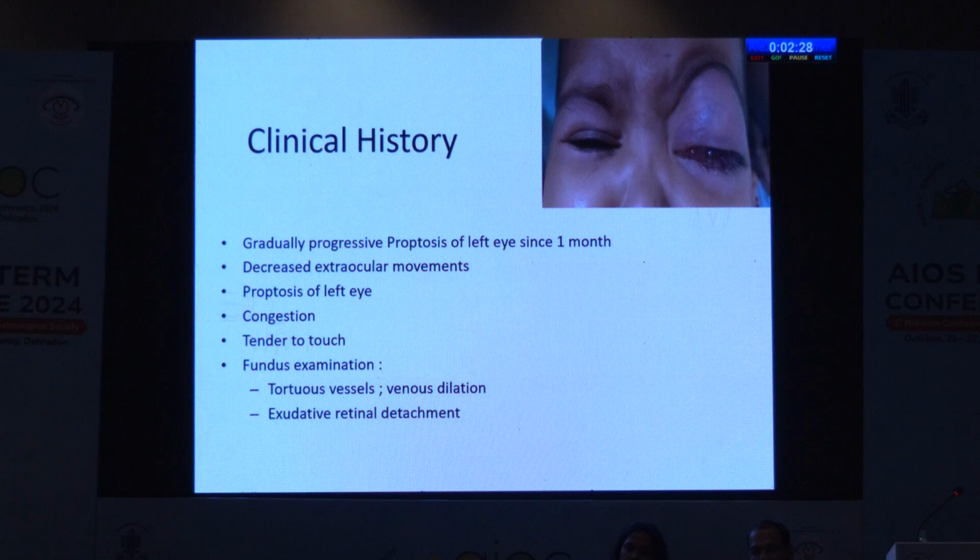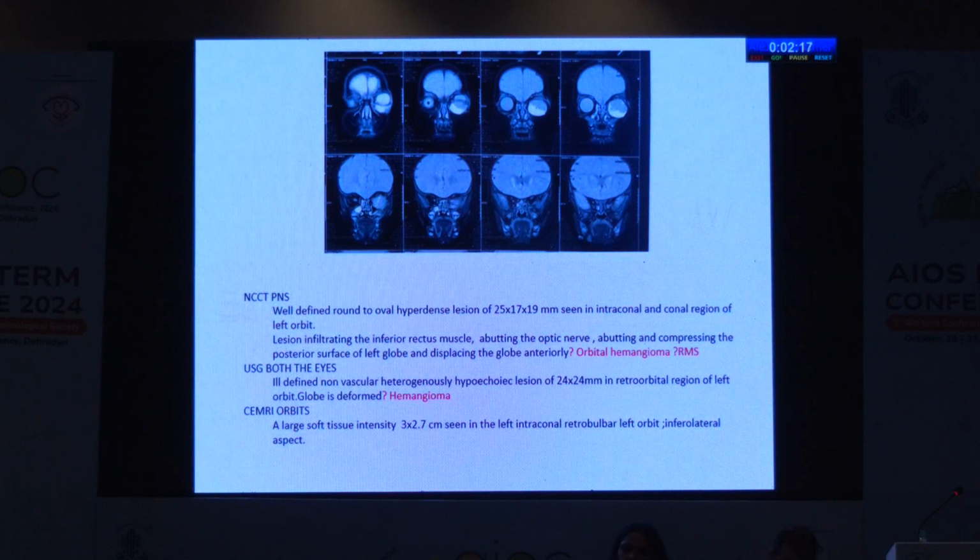This was an 8-month-old child, with gradually progressive proptosis of the left eye since 1 month with decreased extraocular movements. Congestion was there, tender to touch. And on radiological examination, you can see a well-defined round to oval hyperdense lesion in the intraconal and the extraconal region of the left orbit. And on non-contrast CT, the diagnosis was query orbital hemangioma, query RMS. Again on USG, the diagnosis was query hemangioma.